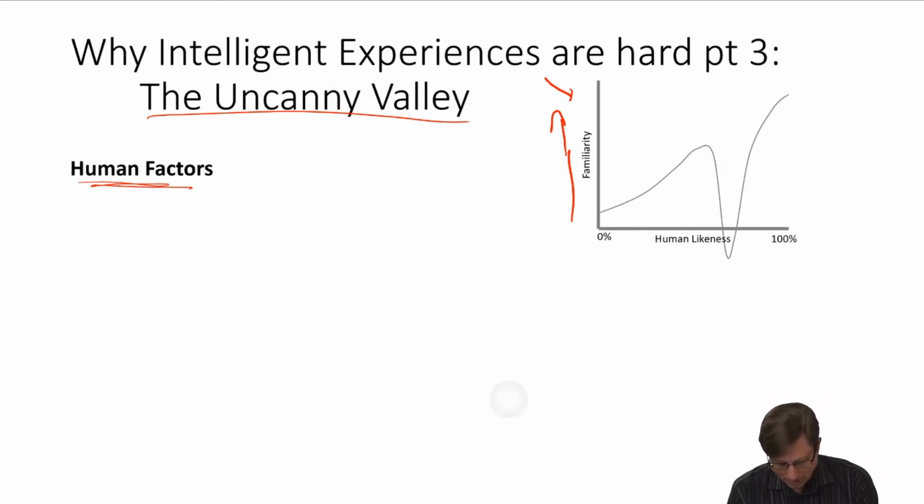And here is the human likeness. How much does it look like a human? And this chart just says that when something doesn't look like a human, it doesn't feel very familiar to a human at all. And as it increasingly starts looking like a human and behaving like a human, the familiarity can go up and up and up, but then it hits a point. And this is what's called the uncanny valley here.